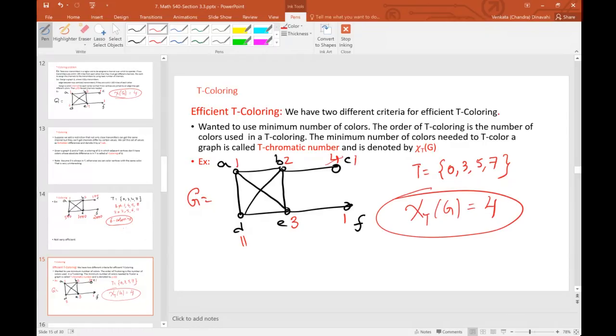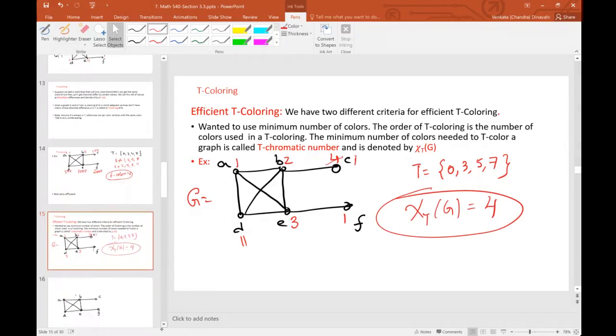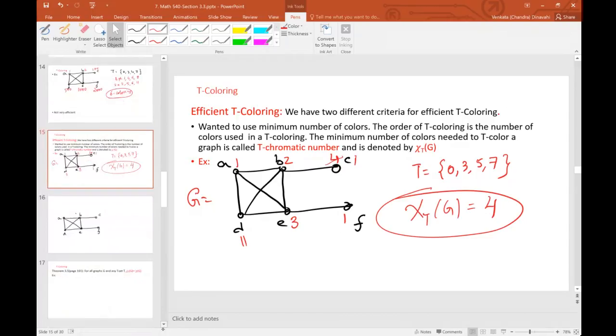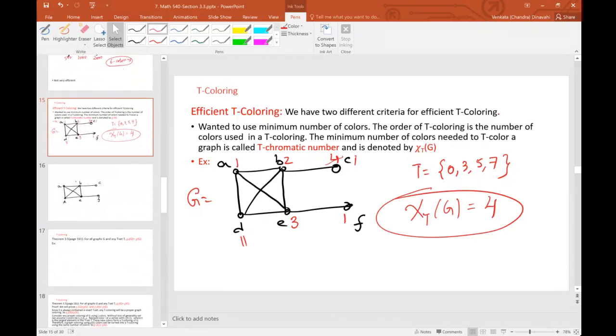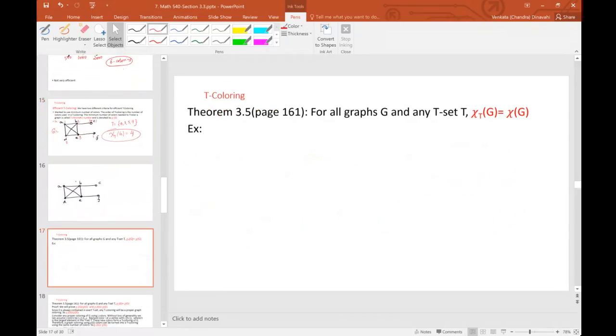You can see that you cannot use fewer than 4 colors because these 4 vertices are adjacent to each other. So you need at least 4 colors and you used 4 colors. So the T chromatic number in this case is going to be 4. So one of the nice results you are going to see is for all graphs, and it doesn't matter what is G and what is any T set, these two are going to be the same.